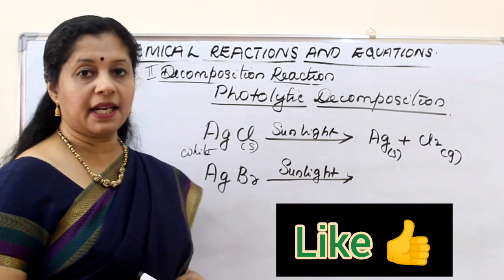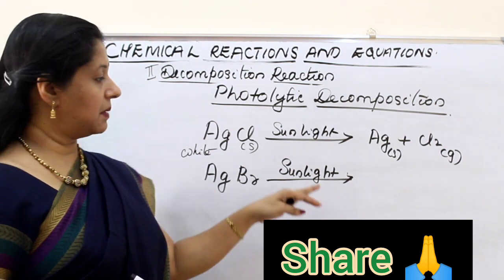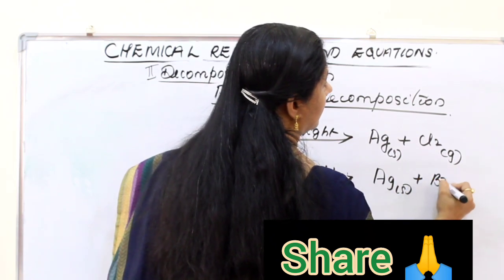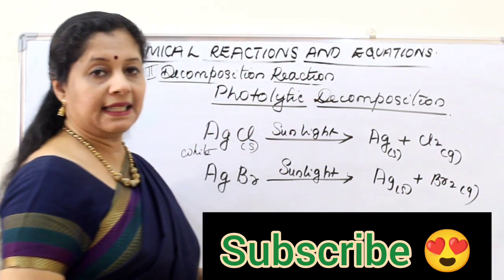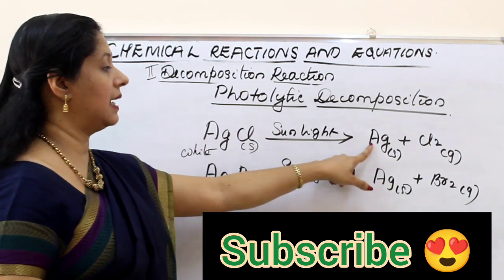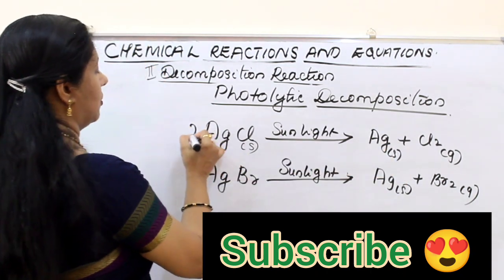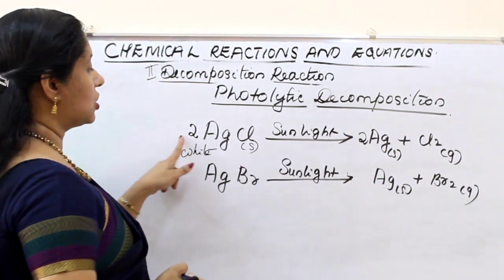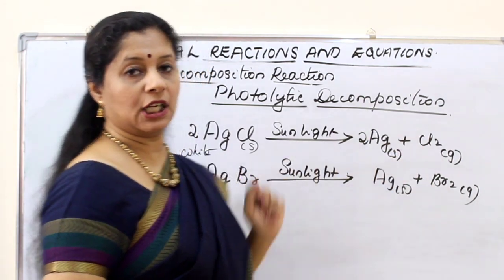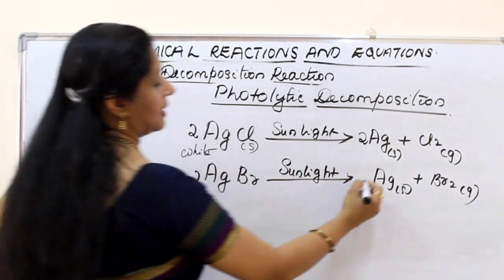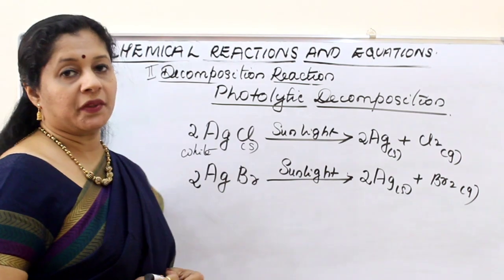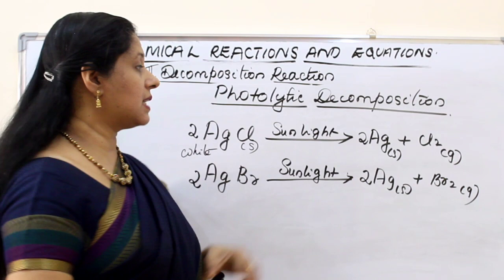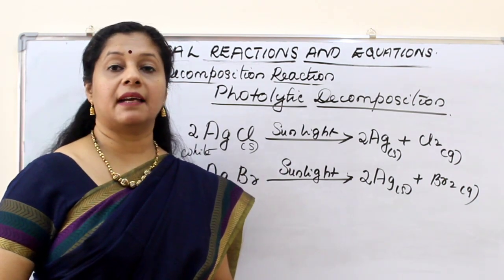Then second is a similar experiment, silver bromide. If you keep it outside in sunlight, what will you get? Silver and bromine will be liberated. Now let us see the balanced equations. Here Ag, but Cl2, so here we have to make it 2AgCl. Then Ag is changing, so here I am making 2Ag. So 2AgCl gives 2Ag plus Cl2. The same way 2AgBr gives 2Ag plus Br2. So these are examples of photolytic decomposition. One more question you can get, what is the application of this? This is used in black and white photography.